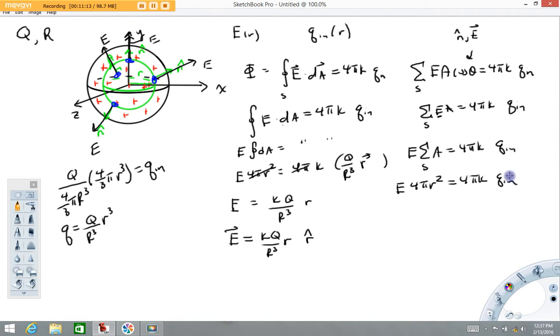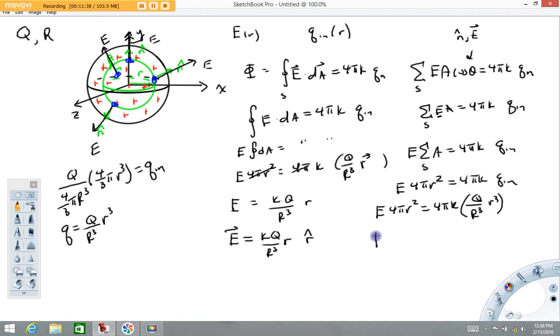And the last step would be to find the charge inside of the surface. That's done exactly the same way. Total charge per unit volume times the volume of the Gaussian surface. So E times 4 pi r squared equals 4 pi k times the same Q, big Q over big R cubed times little r cubed.